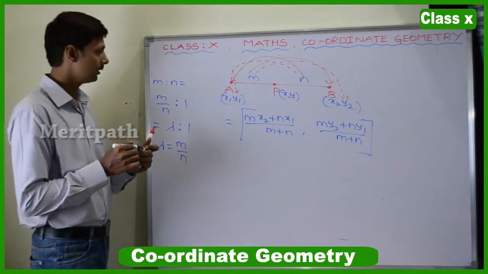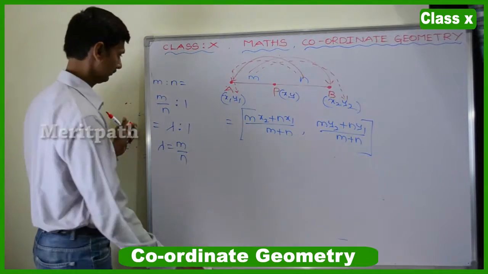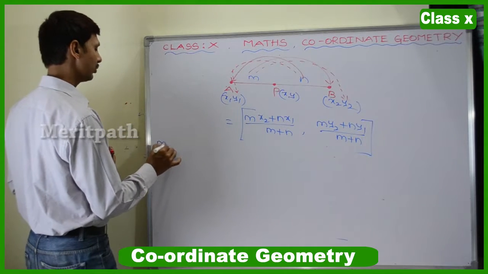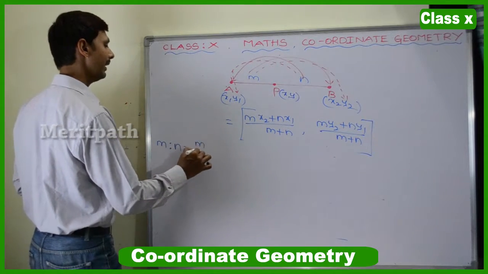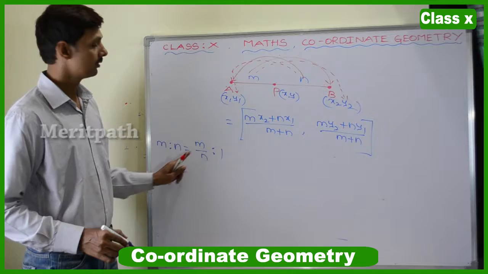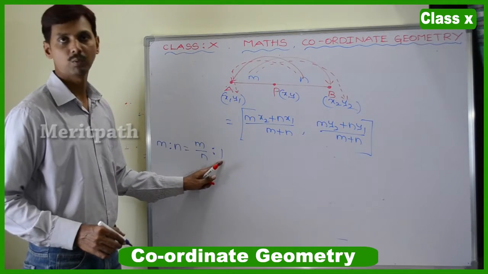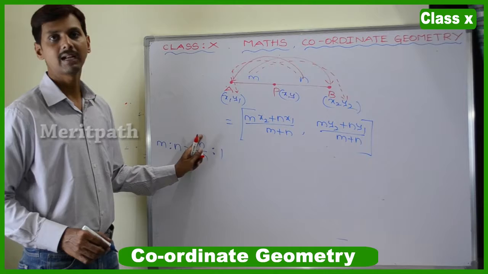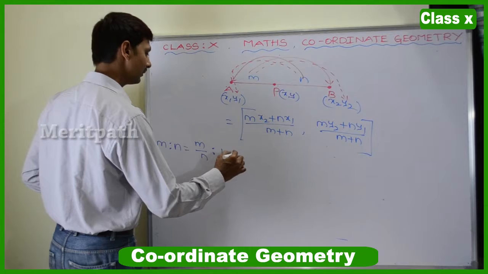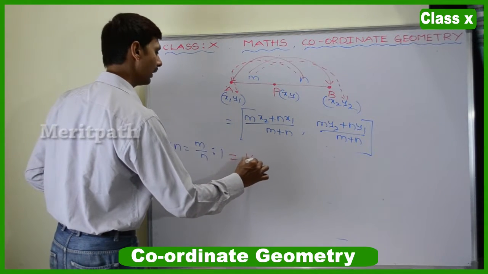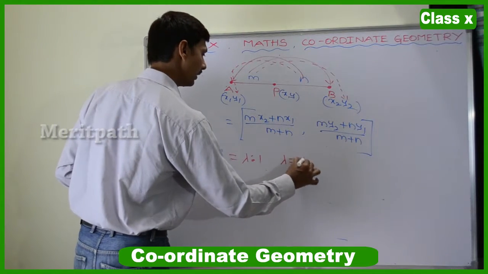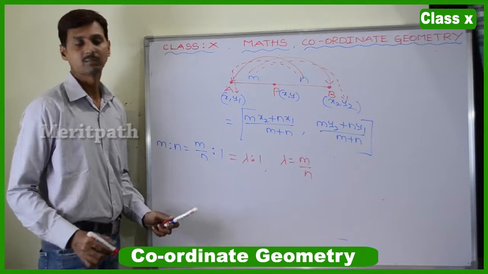Let us recall again. M is to n can be written as m by n is to 1, because we have divided by n on both sides. So we got m by n is to 1. So m is to n can be written as m by n is to 1. It is also written as lambda is to 1, where lambda is equal to m by n, and lambda is a Greek symbol.